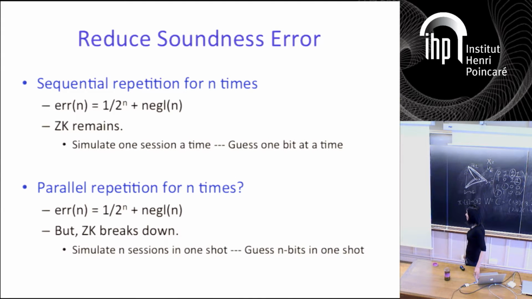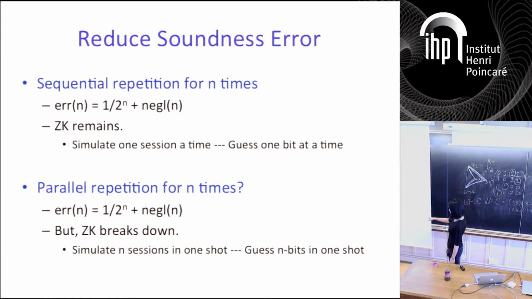A better way that people naturally will want to approach it is, instead of repeating it sequentially, which makes the protocol really long, I would like to just repeat in parallel, right? Play this game between the prover and the verifier n times in parallel instead of sequentially. Okay? Unfortunately, the soundness error would go down just like in the sequential case, but zero knowledge breaks. Why would zero knowledge break?